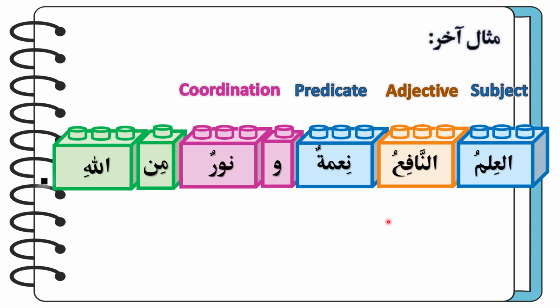To add another bit to the sentence, which is the prepositional phrase, it's min Allah, from Allah. So where is that coming from? It's coming from Allah. Useful knowledge is from Allah. Useful knowledge is a blessing and it's a light. It's from Allah.